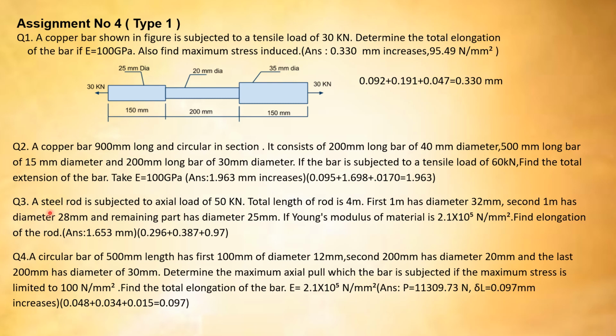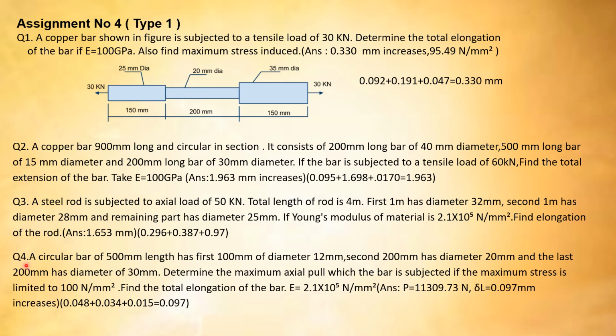Then question number 3, a steel rod is subjected to an axial load of 50 kilonewton. The total length of the rod is 4 meter. First 1 meter has a diameter 32 mm. Second 1 meter has diameter 28 mm. The remaining part has diameter 25 mm. If Young's modulus of material is 2.1 into 10 raised to 5 Newton per mm square, find the elongation of the rod. Answer is 1.653 mm, and this is delta L1, delta L2 and delta L3. Try it.